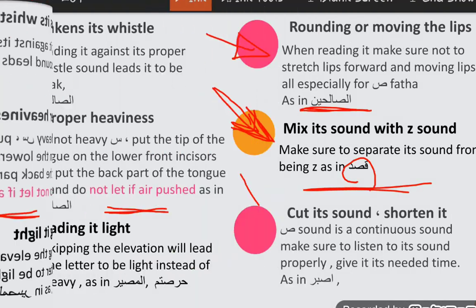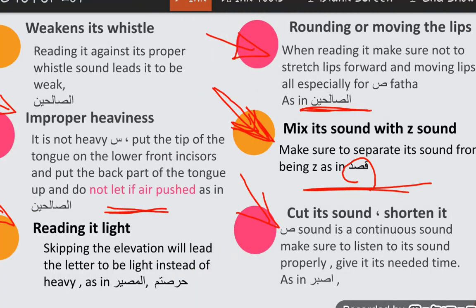The last mistake we have today is cutting its sound, vibrating it, or even shortening it. So improper timing is one of the mistakes that may happen to letter Sad. Let's see the three cases. Cutting its sound may happen when we have Sad with Sukoon, like isbir. There is a vibration. This is wrong. It should be continuous.